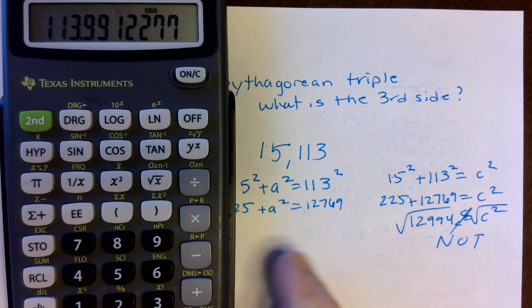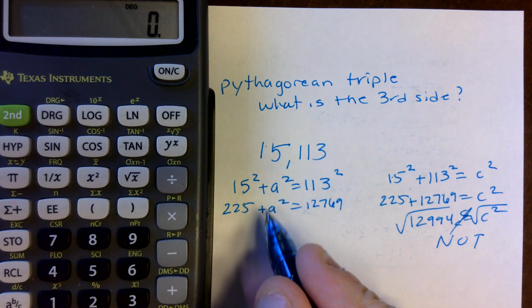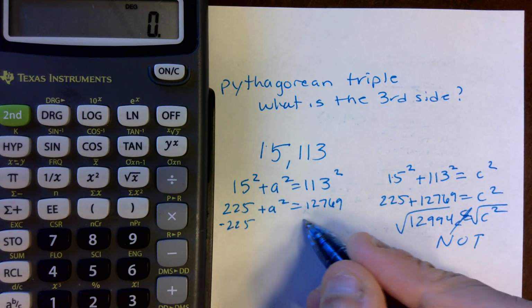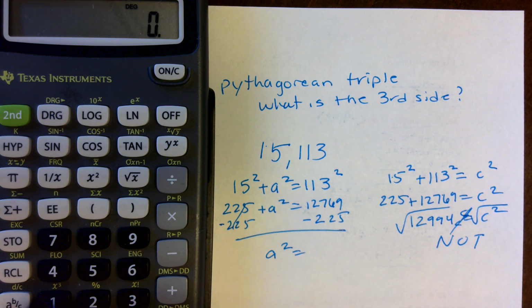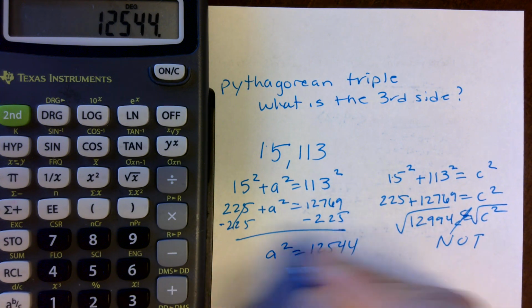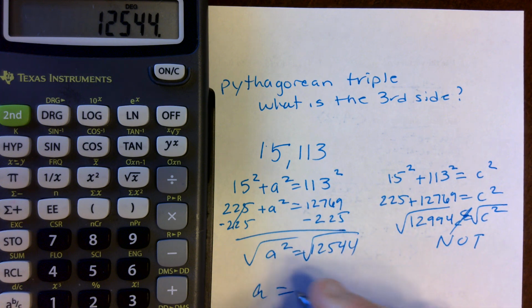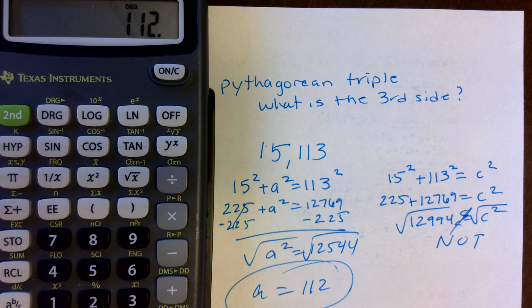Now let's try this option. Well, because I need a whole number, I'm going to now subtract the 225. See, so one of them you're adding in, one of them you're subtracting. 12769 minus 225. Now we do the square root again and see if this one works. Hopefully it does. Boom. 112 is your answer.